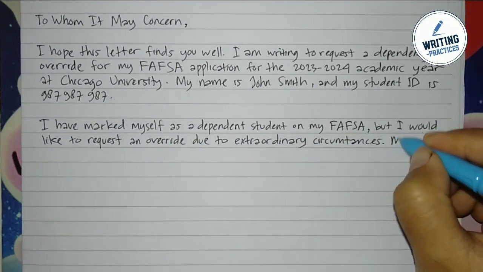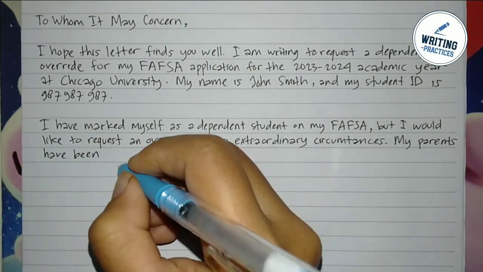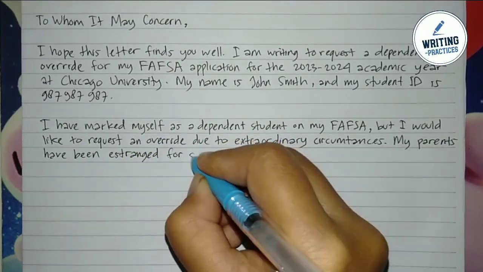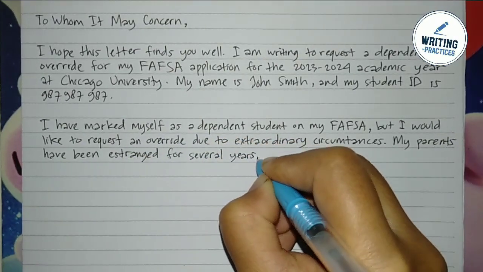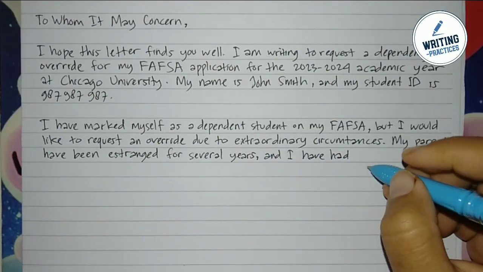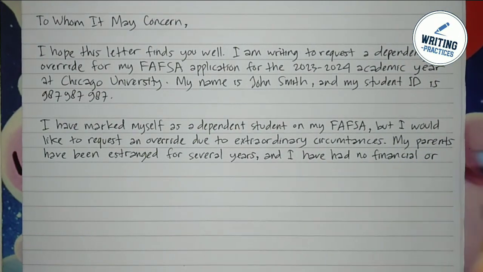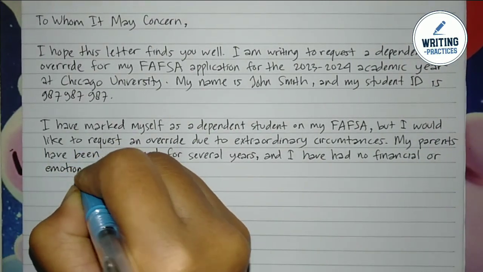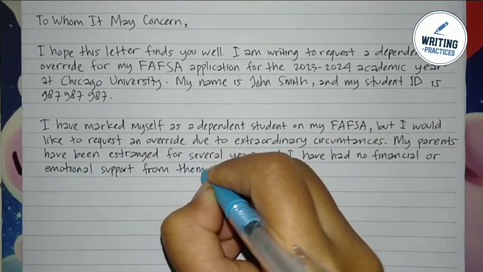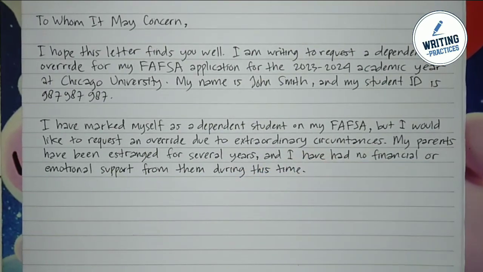After stating your request, you can continue by explaining the reason why. Here, you must have certain circumstances that you cannot control. So, you can be honest here. In this example, the writer's parents have been estranged for several years. And because of that, the writer has had no financial or emotional support from them during this time. You can follow this sample and modify based on your situation.